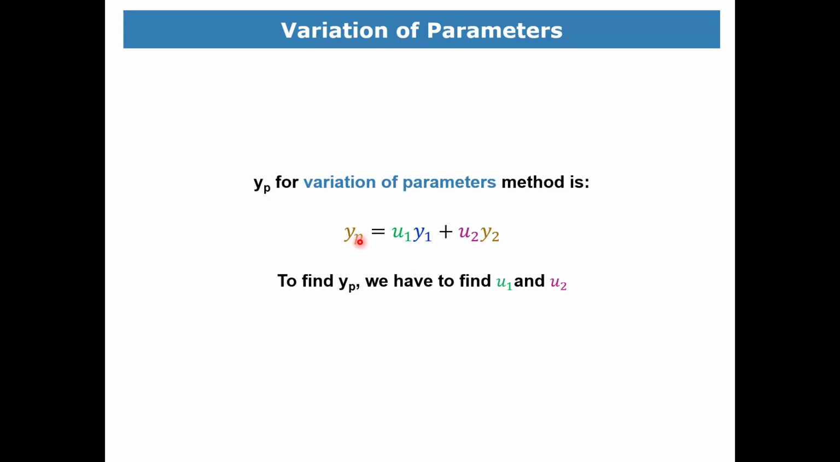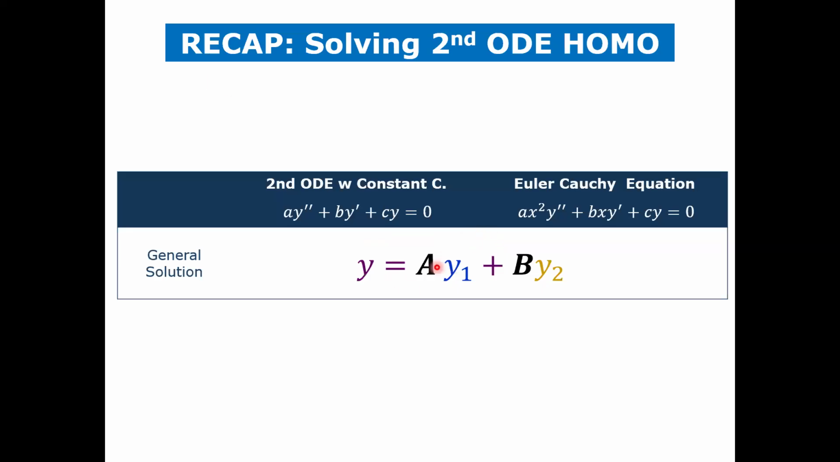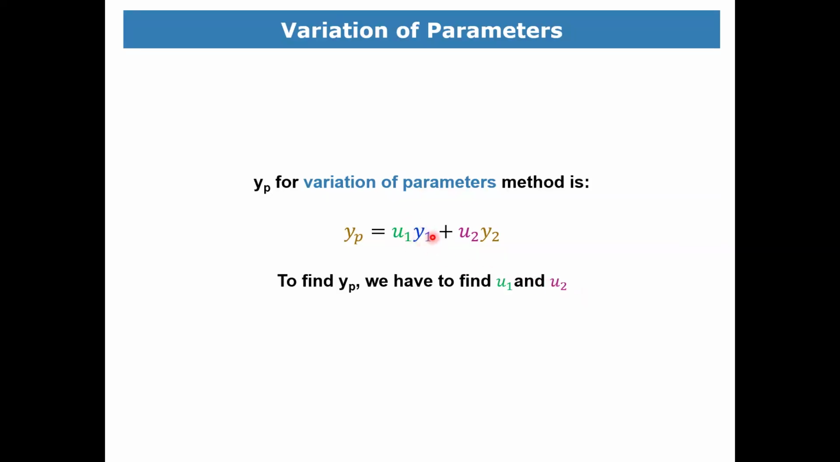To find YP using the second method, there is a formula. Instead of guessing, as in the previous method, we are going to use this formula. It consists of U1 Y1 plus U2 Y2. Y1 and y2 come from the previous general solution of the homogeneous part. So basically we already know what y1 and y2 are from the homogeneous part. Now we have to find u1 and u2 to find the yp.